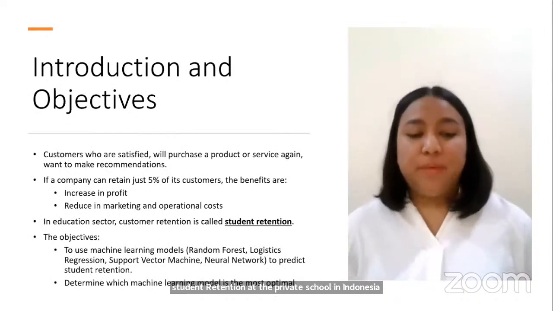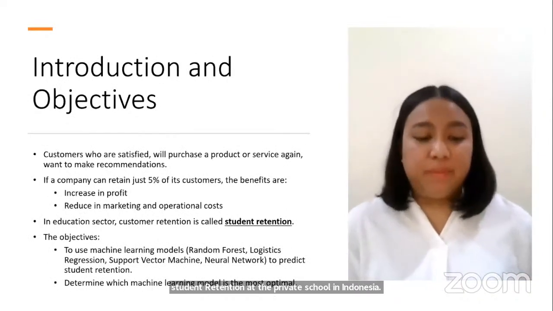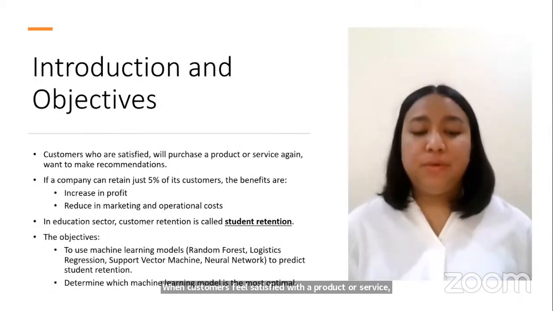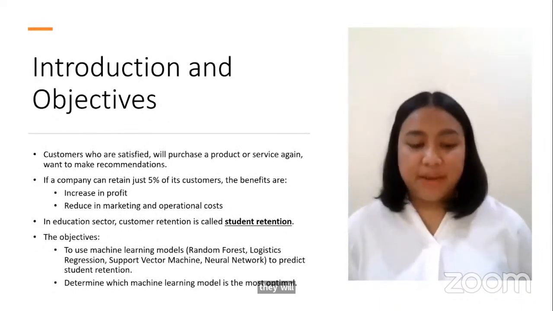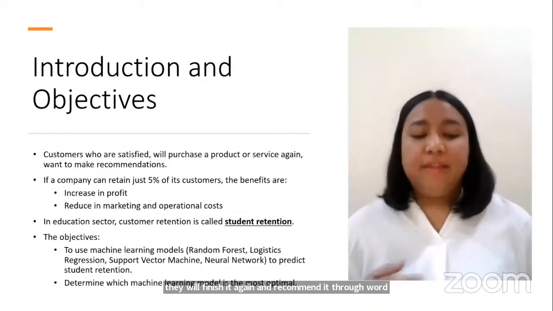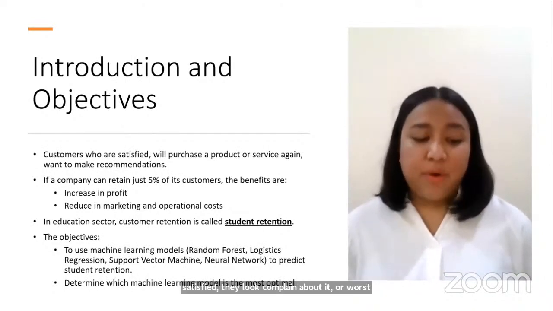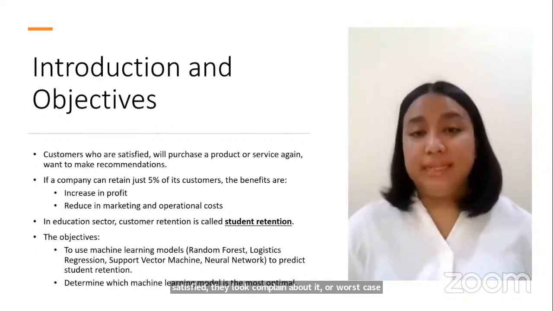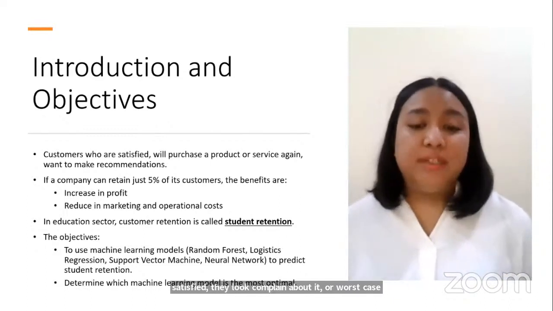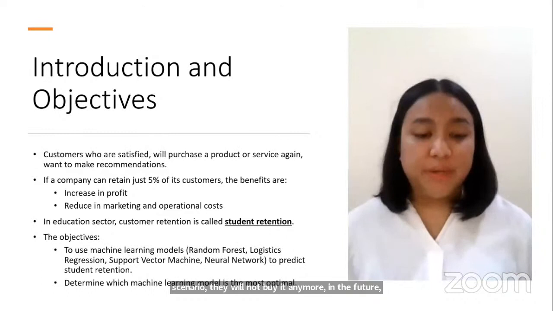When customers feel satisfied with a product or service, they will purchase it again and recommend it through word of mouth, which means they will retain. If they are not satisfied, they will complain about it, or, worst case scenario, they will not buy it anymore in the future and will not recommend it to others. In other words, eventually, the customers will churn.